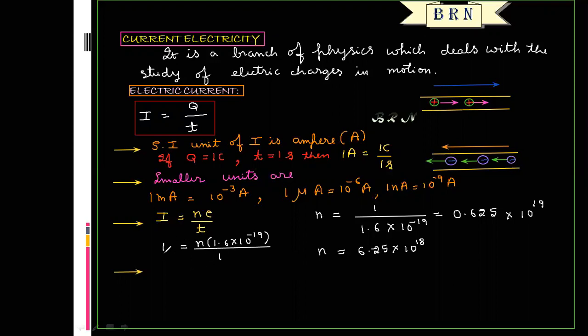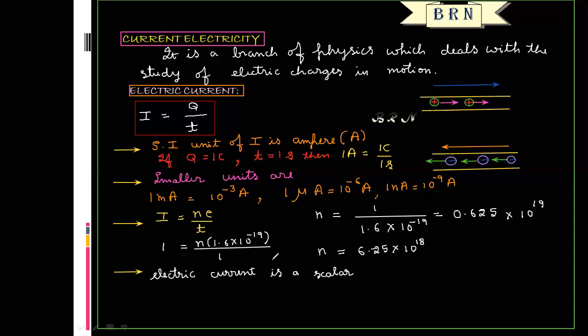Okay. So, the next very important point: electric current is which type of physical quantity? Actually, electric current is a scalar. Electric current is a scalar physical quantity. Is electric current a vector? No, electric current is scalar.